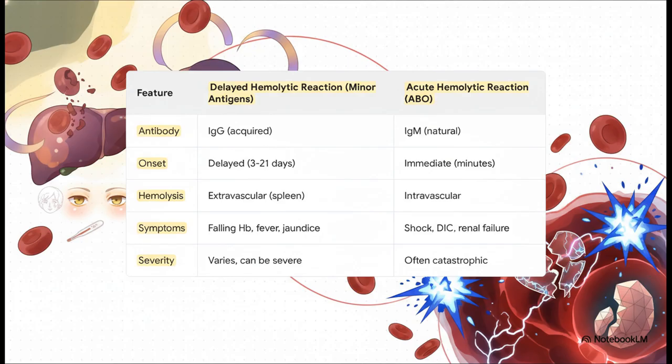A delayed reaction, on the other hand, is completely different. It's insidious. It's a slow burn, driven by IgG antibodies happening days or even weeks later. And the hemolysis is mostly extravascular, happening quietly inside the spleen and liver. The symptoms are subtle: an unexplained drop in hemoglobin, a low-grade fever, maybe some jaundice. It's a totally different beast, but believe me, it can be just as deadly.